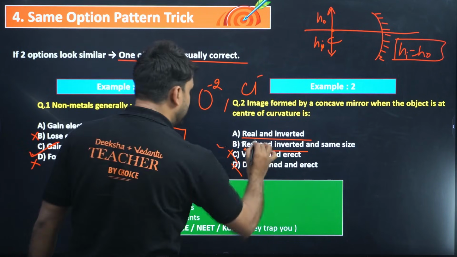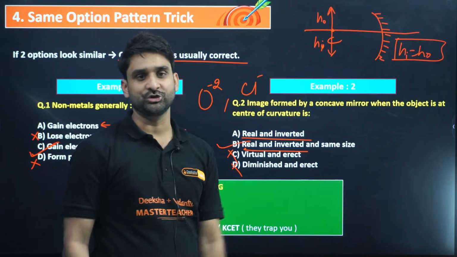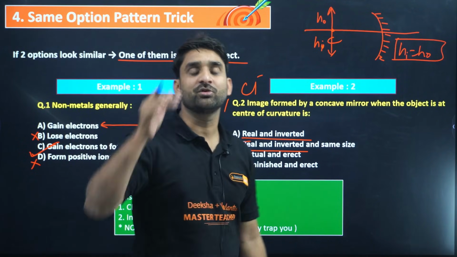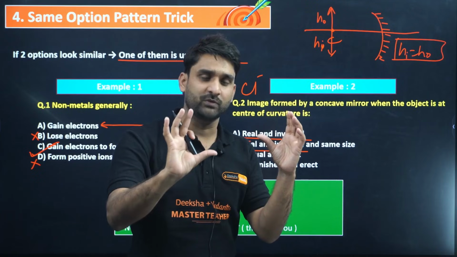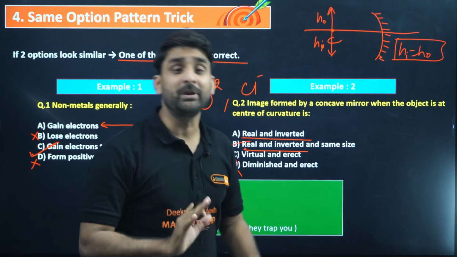So I'll go with B. Real and inverted, of same size at same position. This is the property of a concave mirror. When we put an object at the center of curvature in front of a concave mirror, the height of image and height of object are found to be the same, the position is the same, and the image would be real and inverted.